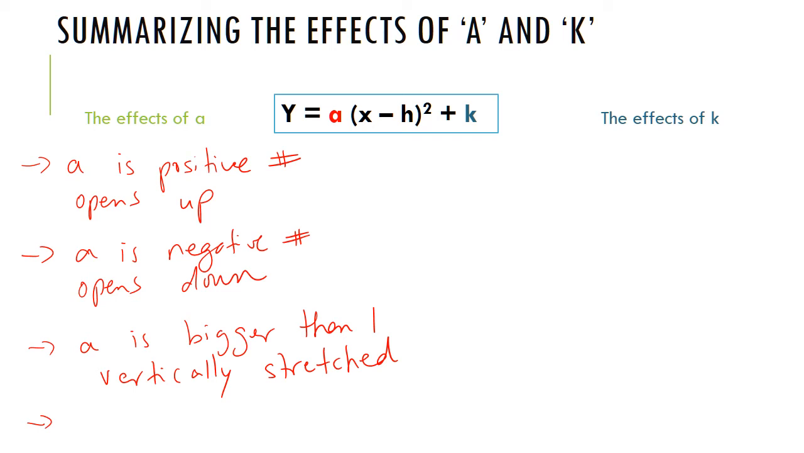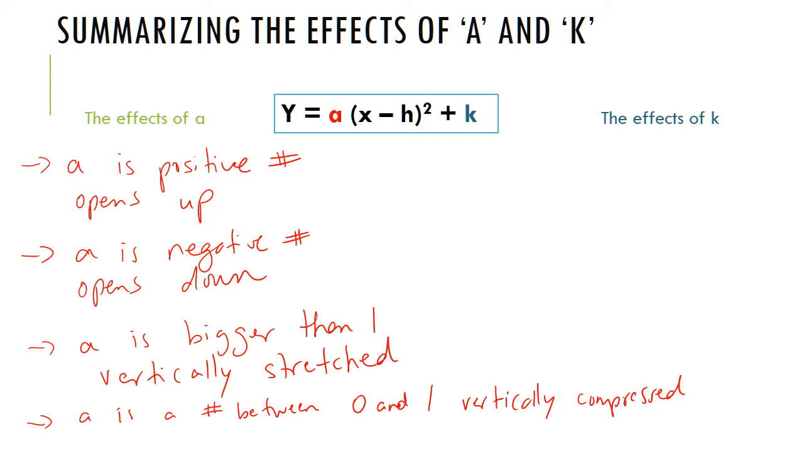When A is a decimal, so when A is a number between 0 and 1, i.e. a decimal or a fraction, we're still going to say vertically, and it got wider, right? The math language: vertically compressed. So when A is bigger than 1, it stretches it. When A is between 0 and 1, it compresses it.